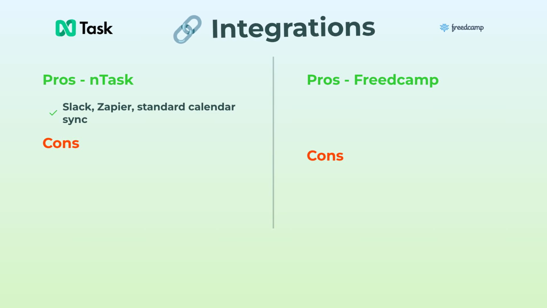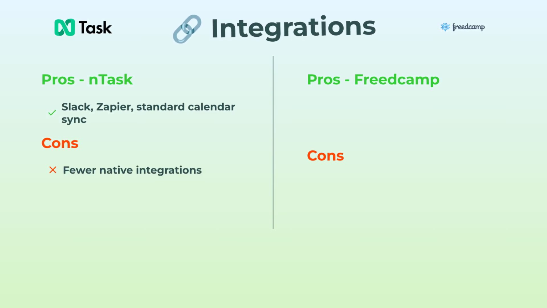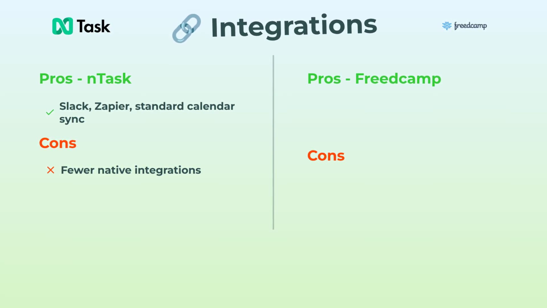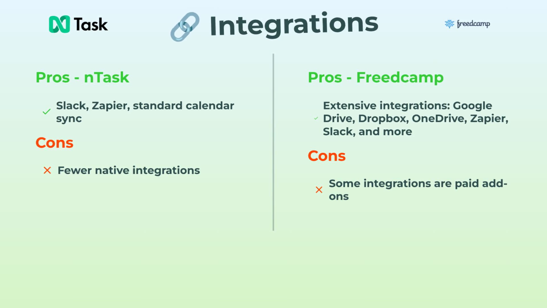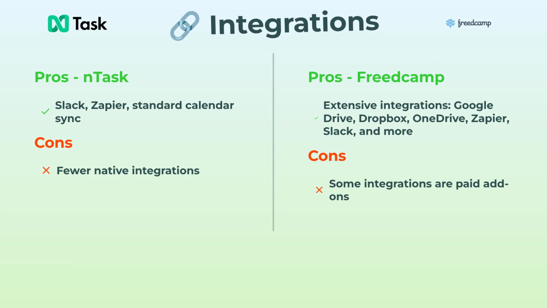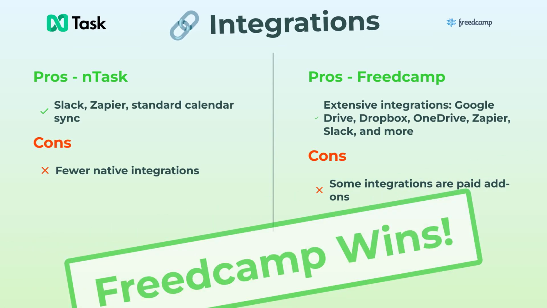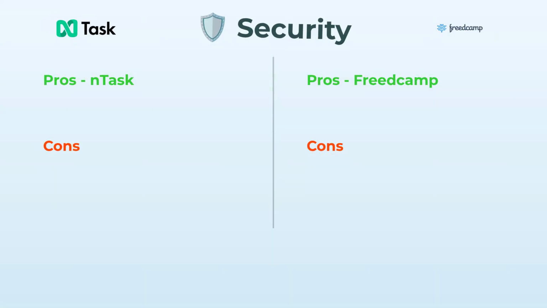Integrations. This one's big if you live in Google Drive or Slack all day. nTask, sure, it's got Slack and Zapier. But Freedcamp? Oh man, it's like they wanted to hook into everything. Google Drive, Dropbox, OneDrive, Zapier, Slack, and way more. Some of these are add-ons, and you might need to pay for a few, but overall, Freedcamp's integration game is way ahead.